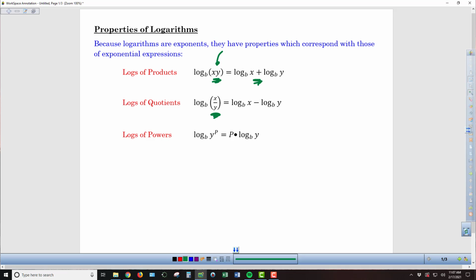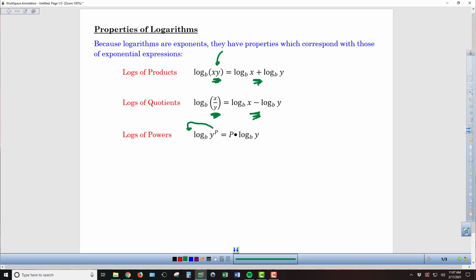For the log of quotients, we can translate that into a subtraction question, so separating out the pieces that are being divided into separate logarithms and subtracting. And then we have the log of powers, which allows us to bring the exponent to the front.